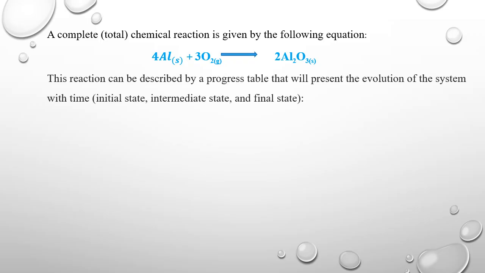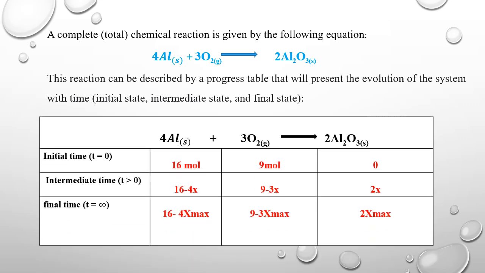A complete or total reaction is given by the following equation. 4Al plus 3O2 gives 2Al2O3. This reaction can be described by a progress table that will represent the evolution of the system with time. Initial state at time equals 0, intermediate state at time greater than 0, and a final state at any time greater than 0 or at the end of the reaction.